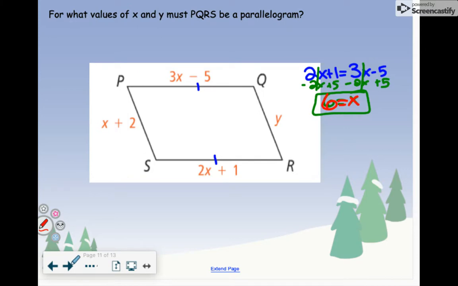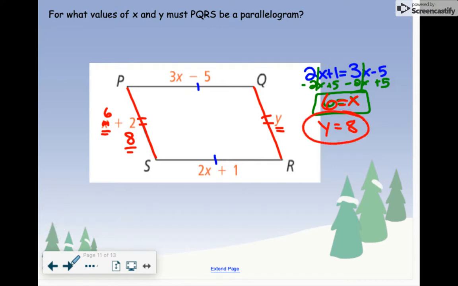Now what we can do is plug that in for this one right here. So this is really 6 plus 2, which would make this 8. And now we know also that both pairs of opposite sides would have to be congruent. And so that means that y has to be equal to this side right here, which is 8. So those are our answers for that one. If you need to pause that, feel free to do that as I move on to the next one.